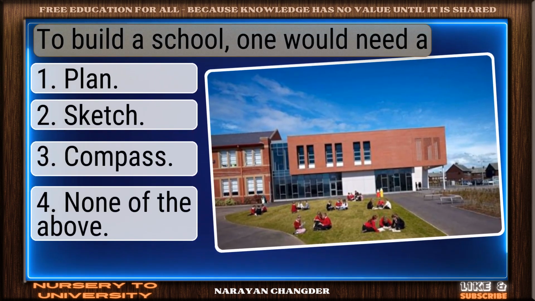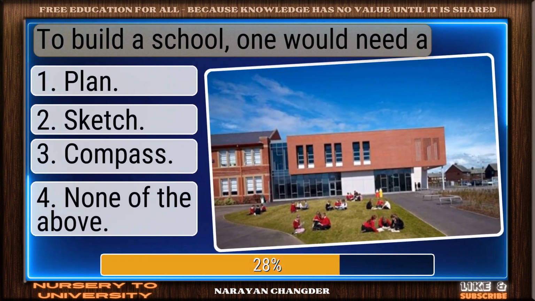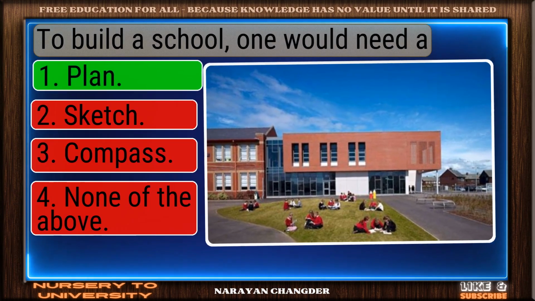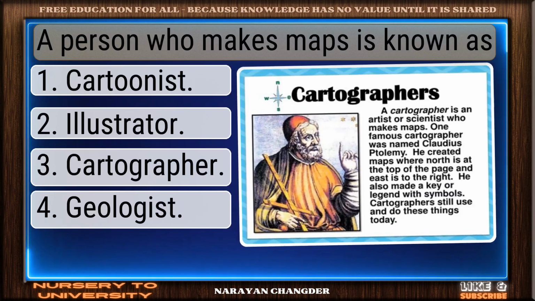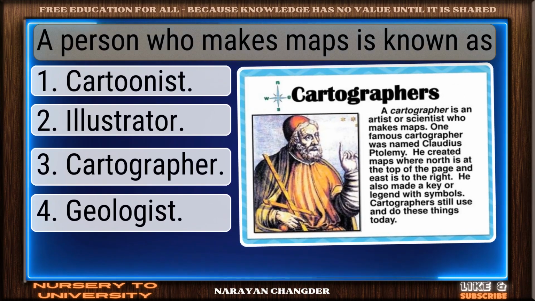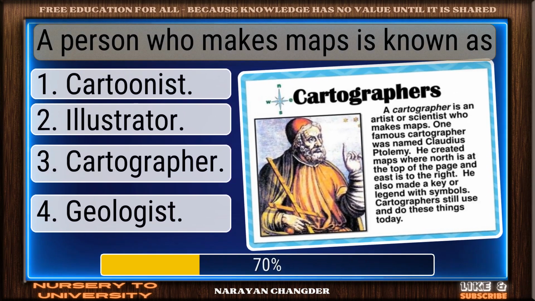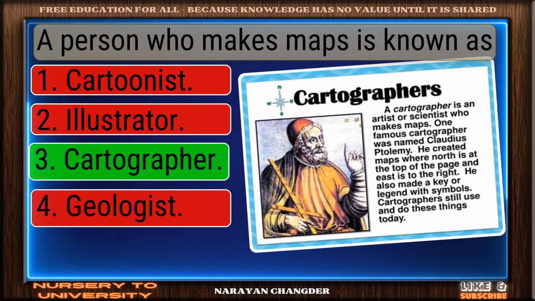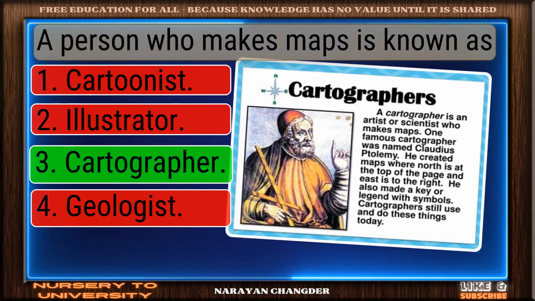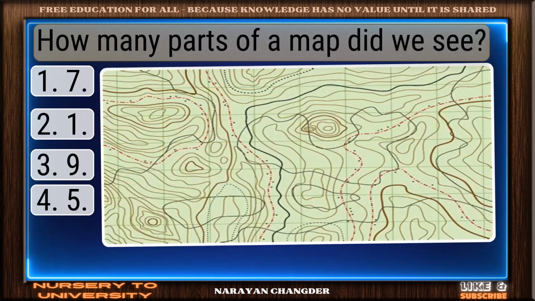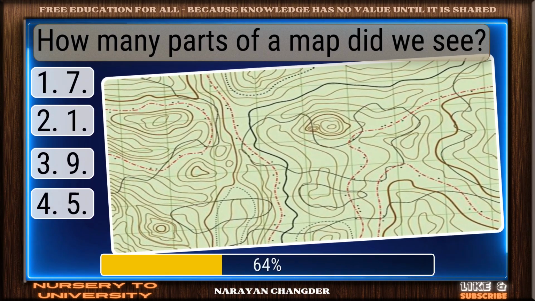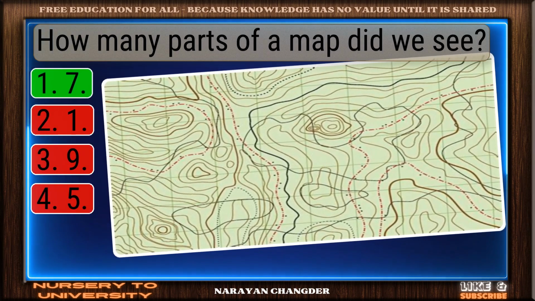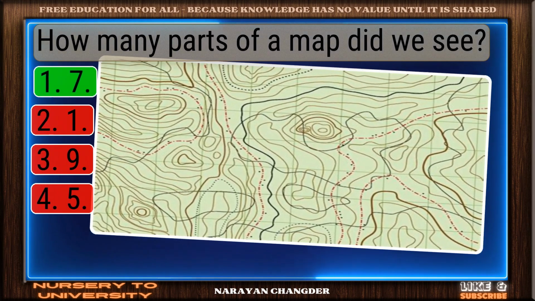To build a school, one would need a. Great job. Plan is the accurate answer. A person who makes maps is known as? Excellent. Cartographer is a brilliant choice. How many parts of a map did we see? Strong choice. 7 is the right answer.